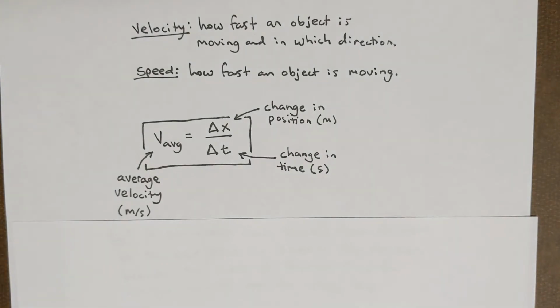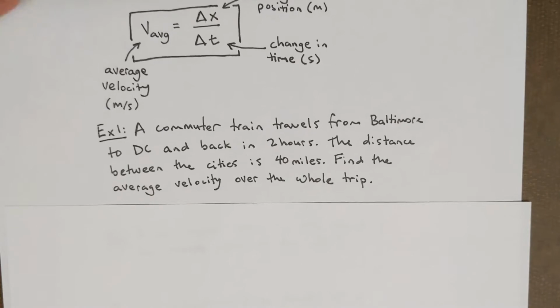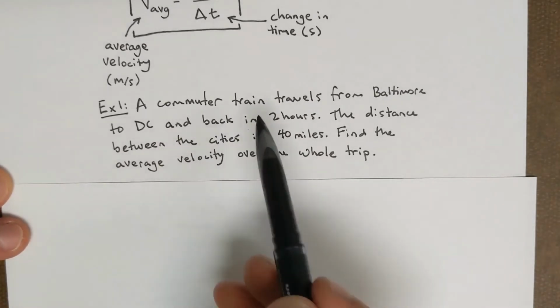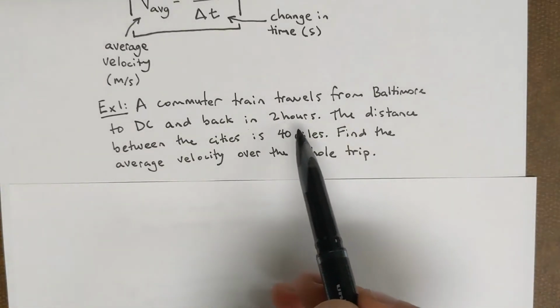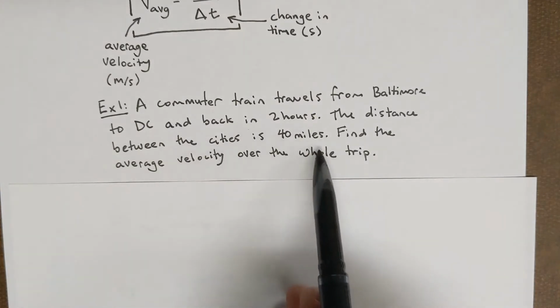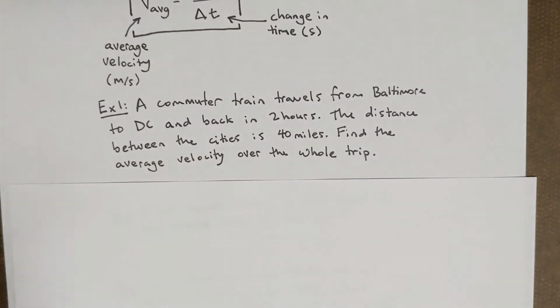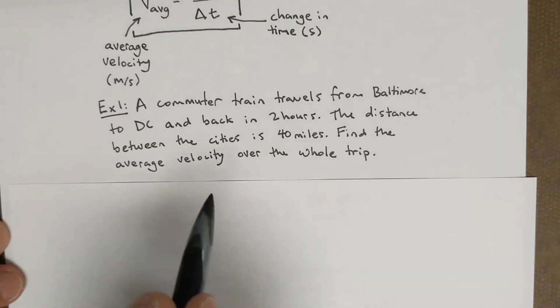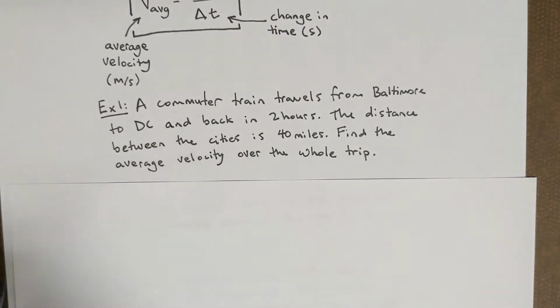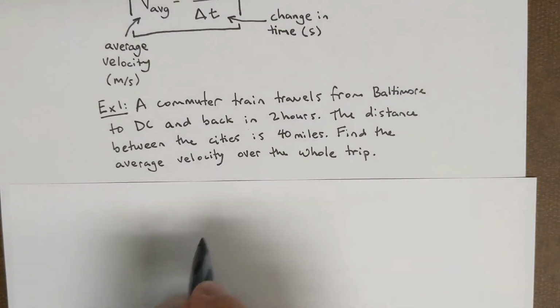Okay, let's go ahead and try an example. So I want to look at this one. It says, a commuter train travels from Baltimore to DC and back in 2 hours. The distance between the cities is 40 miles. Find the average velocity over the whole trip. Okay, so let's take it step by step. The first step would be to draw a picture of the situation. We should always draw a picture so we can visualize what's happening here.